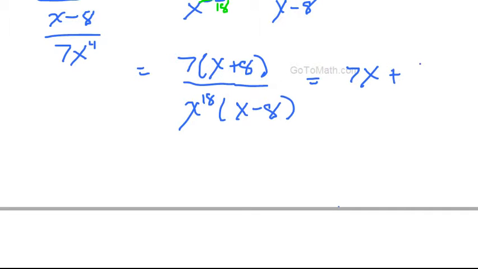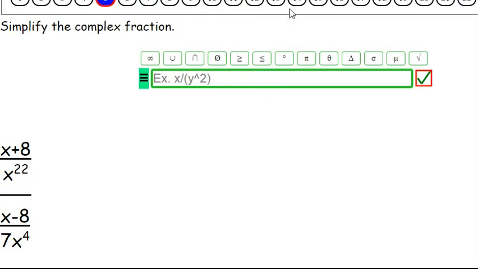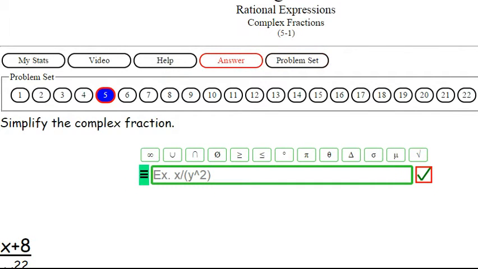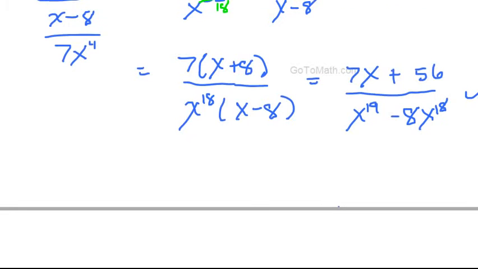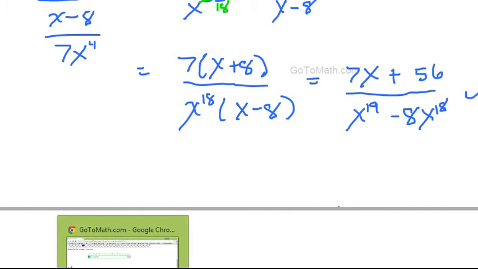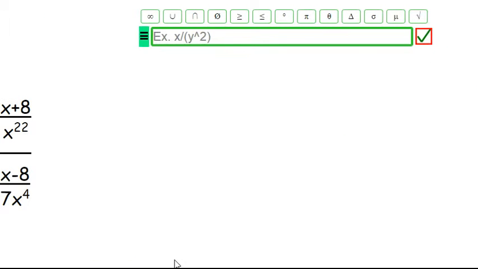Let's see, 7 times 8 is 56. And distribute that across. We're going to have x to the 19th minus 8x to the 18th. So I've got a feeling that's probably how it's going to be written out. We shall see. I don't remember what it was. 7x plus 56 over x to the 19th minus 8x to the 18th. X to the 19th minus 8, yeah.